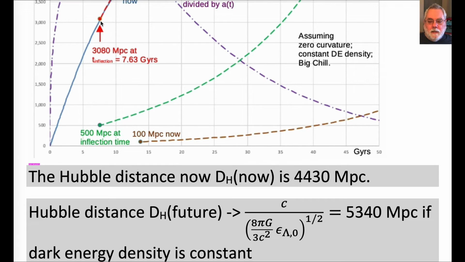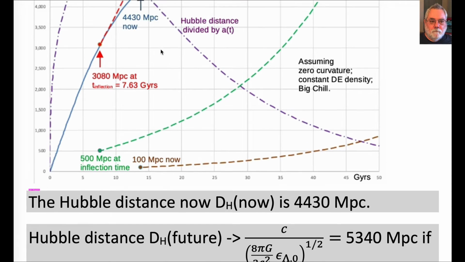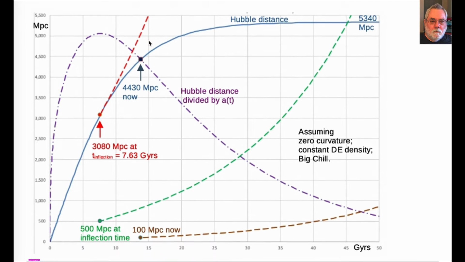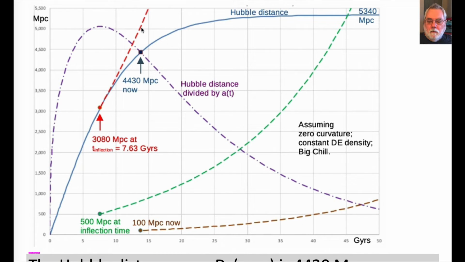Take a galaxy located at the Hubble distance at the inflection time. The dashed red line shows the galaxy's proper distance from us at later times, always beyond the Hubble surface, receding from us at faster than the speed of light due to accelerated expansion.